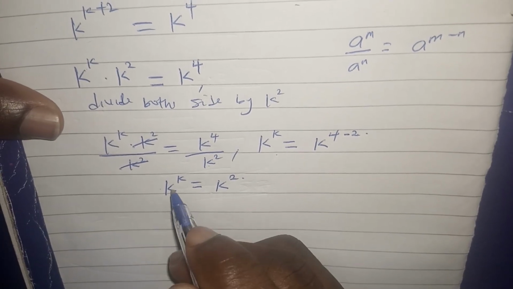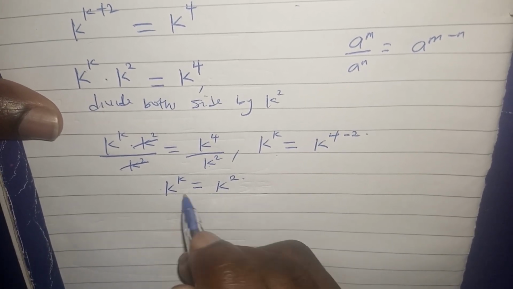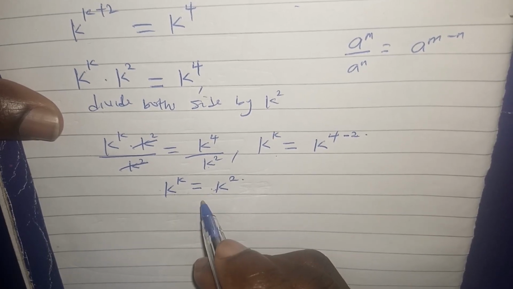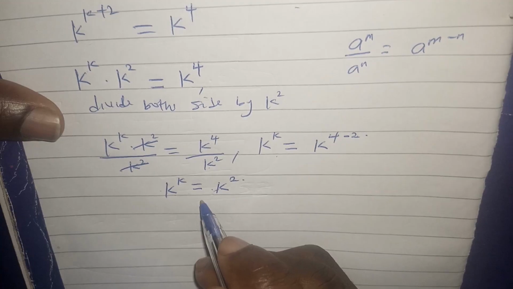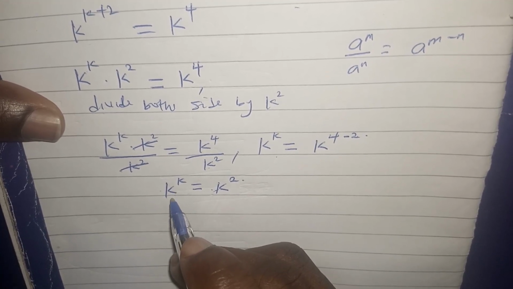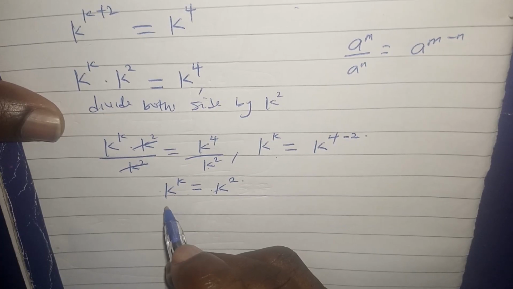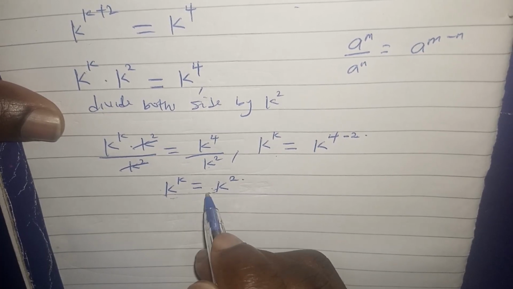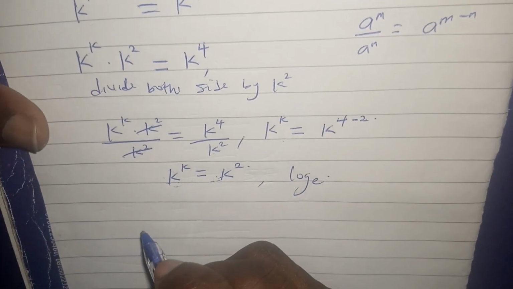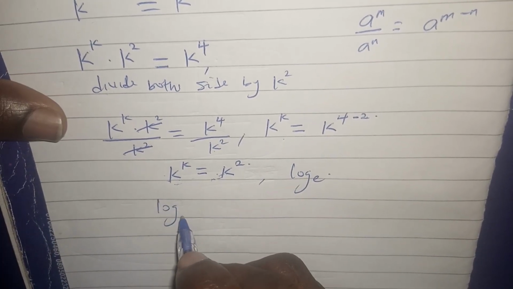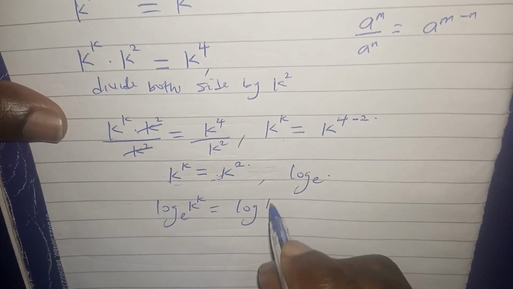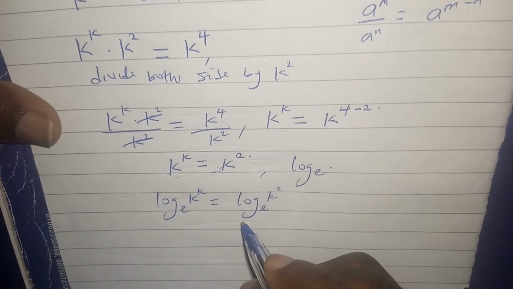Some persons will say, let us compare and get our answer. But if you compare, you are only going to have one value for k, whereas two values of k are possible here. So the next thing to do is to take the natural log, which is log base e, of both sides of the equation. So we have the log base e of k to the power of k equals the log of k squared to base e.